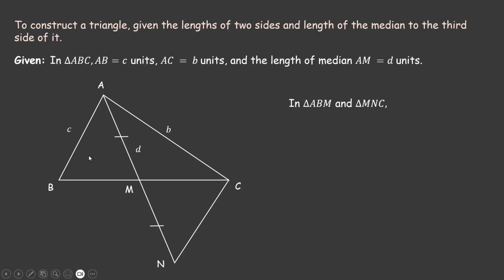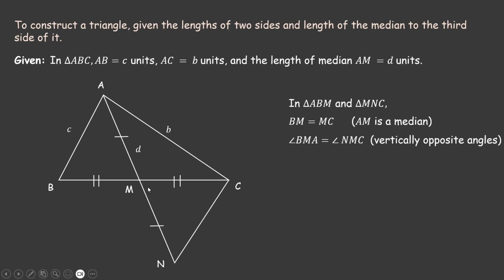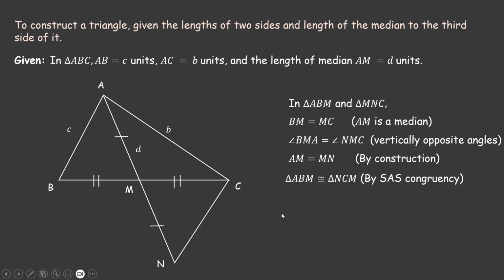Now, in triangle ABM and triangle MNC, first of all, BM is equal to MC because AM is the median that's given. So these two sides are equal. Then this angle BMA is equal to this angle NMC. They are vertically opposite angles. And lastly, AM is equal to MN by construction. So these two triangles are congruent by side angle side, SAS congruency. So therefore, AB will be equal to NC by corresponding parts of congruent triangles. So if this is c units, NC is also c units.